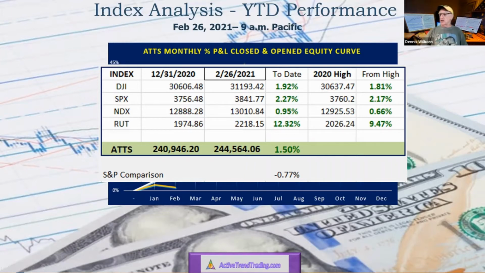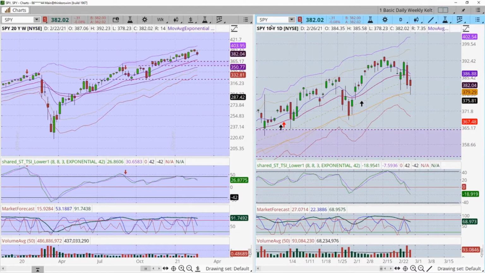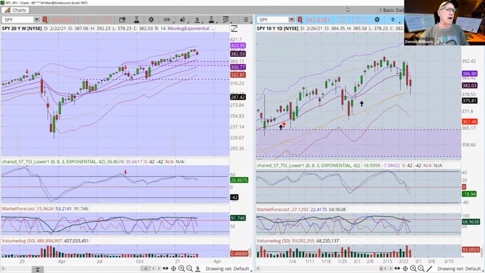And you look at its chart, which we're going to do right now, and you'll see that's exactly what's going on. Let me make sure I have the correct chart up here. Yeah, we've got the daily on the right and the weekly on the left. This is the Spiders.